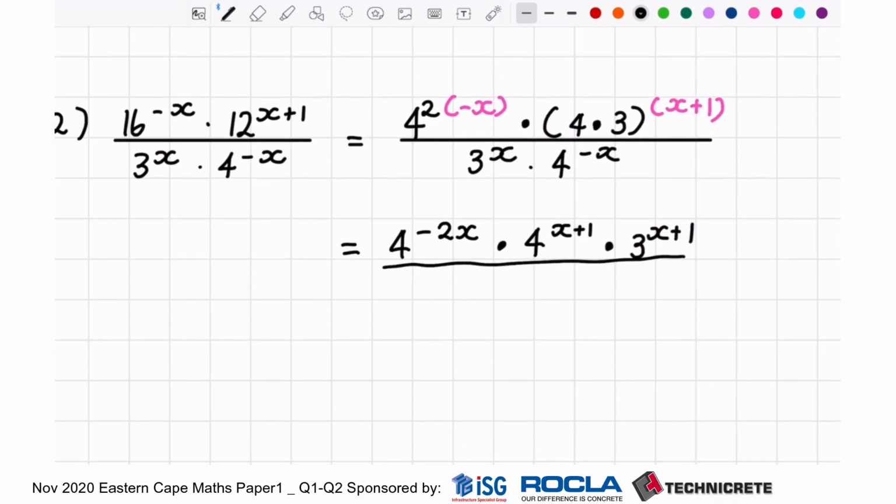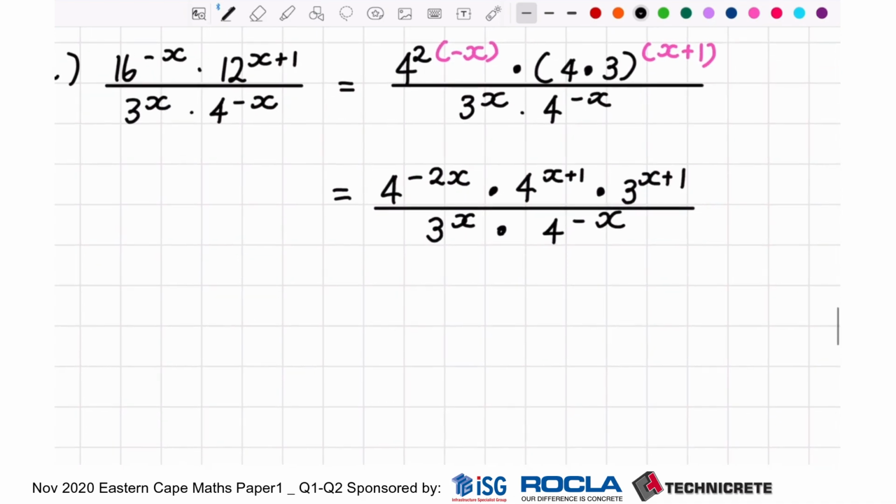And my denominator is going to stay the same again. So 3^x here, and 4^(-x) here. And now I can use my exponent laws. So I've got same bases of 3 here, and then I've got the same bases of 4 for these ones. Okay, so let's start with the 4s.